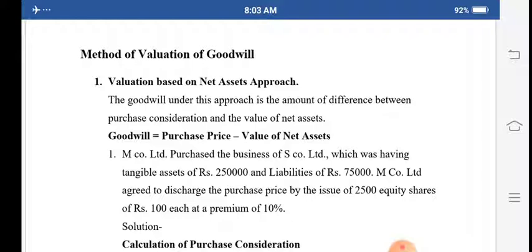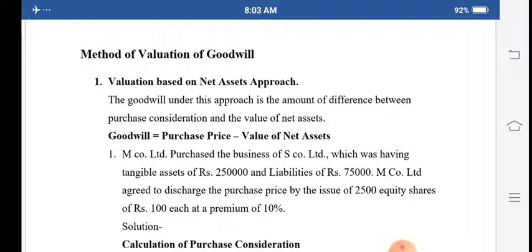The first one is valuation based on the net asset approach. It is one method, and in the profitability approach there are many methods included. We will see them one by one. Now see the first one, valuation based on the net asset approach. It means the goodwill under this approach is the amount of difference between the purchase consideration and the value of the net assets.